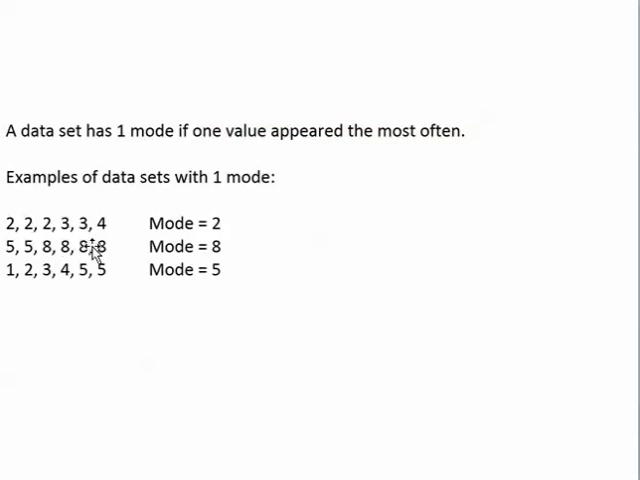In the second data set, 8 appears more often than 5, so the mode is 8. In this third data set, 5 appears more often than 4, and 5 also appears more often than 3, 2, or 1, so the mode is 5.